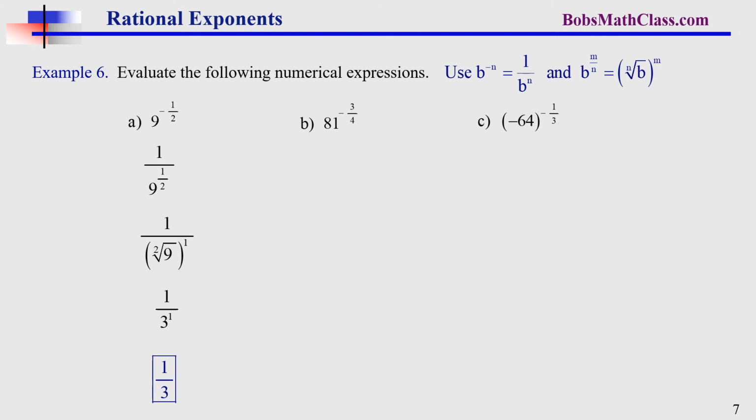81 to the negative 3/4, same thing. Put it under a 1, change the 3/4 to a positive. Write the denominator in radical form. The bottom number is the index. The top number is outside the parentheses. Now we have 4th root of 81, which is 3, raised to the third power, 27. 1 over 27.